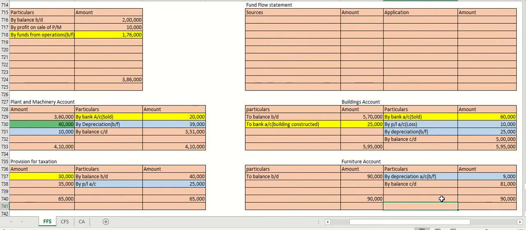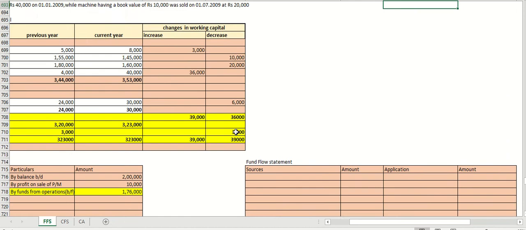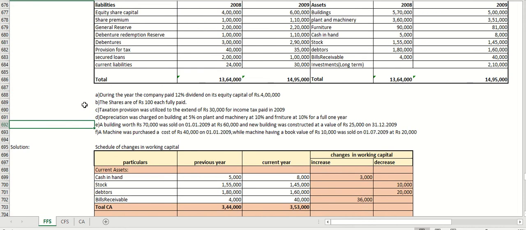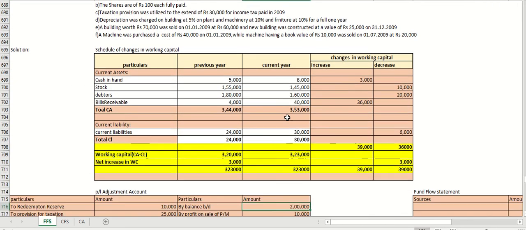furniture account. So what have they given about furniture account? We will look into the question again. So your furniture account, your opening balance is 5,70,000 and your closing balance is 5 lakhs. And they have given the rate of depreciation on furniture is 10%. So we'll get back to the question answer.